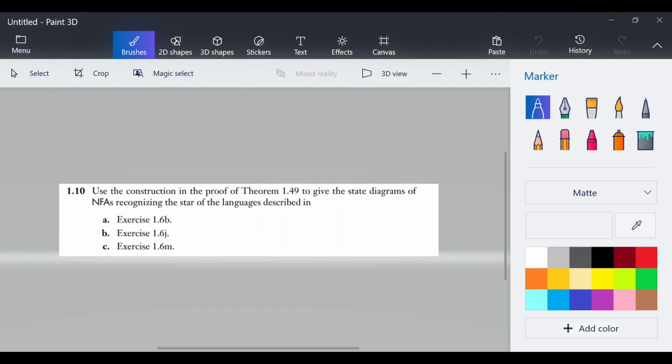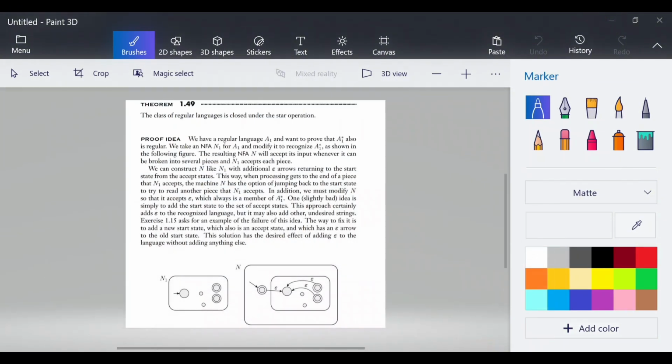Okay, guys, as you can see here, this is question number 10. Use the construction in the proof of Theorem 1.49 to give the state diagram of NFAs recognizing the star of the languages described in parts A, B, and C, that we will see later. But first, let's take a look at Theorem 1.49. This is the theorem: the class of regular languages is closed under the star operation.